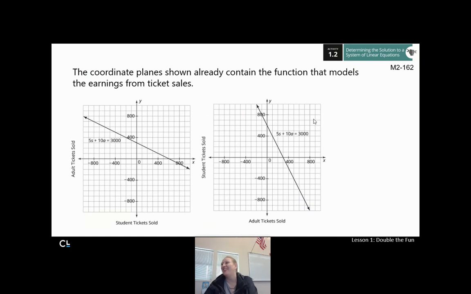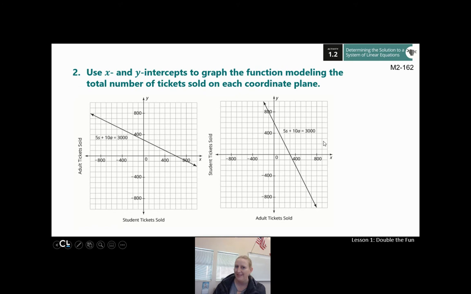So here are our graphs from before. This is the one we originally made in the other activity. This is the one Foligno made, and we were like, they both work, they both do the job. We just flip some things around. Here's what I would like you to do. I would like you to use X and Y intercepts to graph our new function.